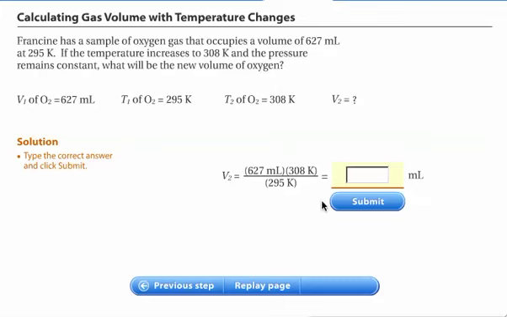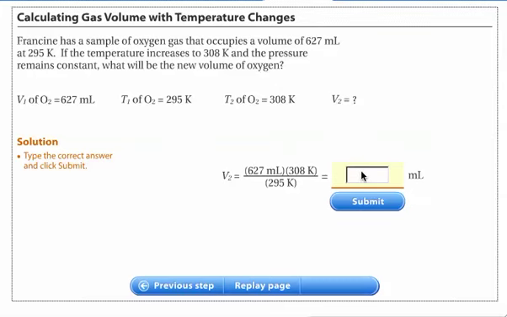Everything that's in the numerator we're going to multiply, and anything in the denominator we're going to divide. So we take it and we put it in our calculator, and I got 655 milliliters.